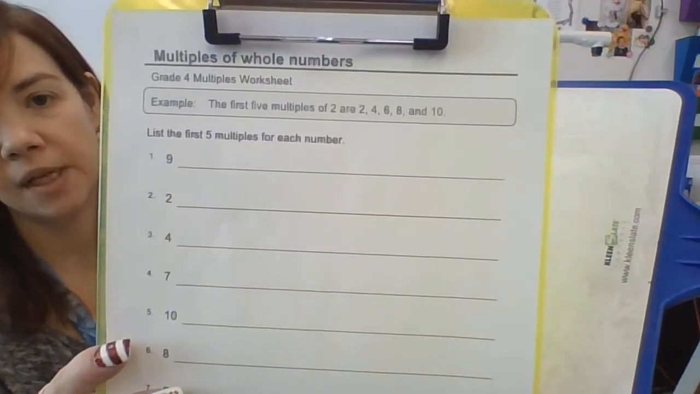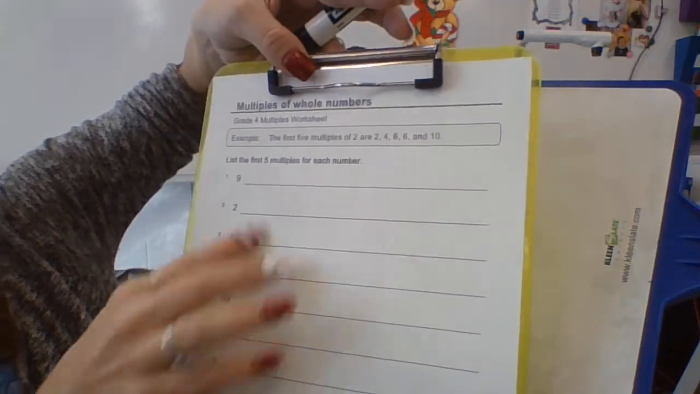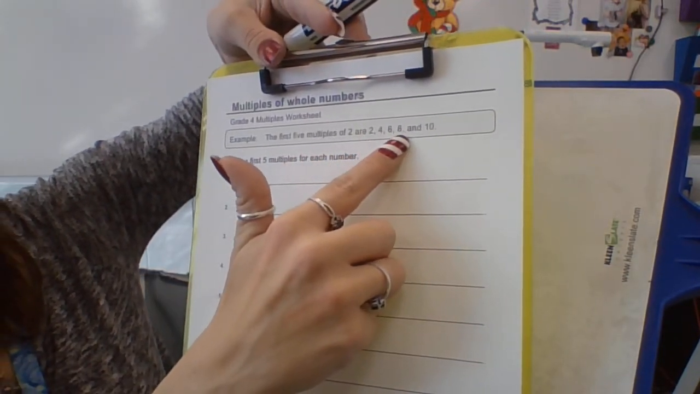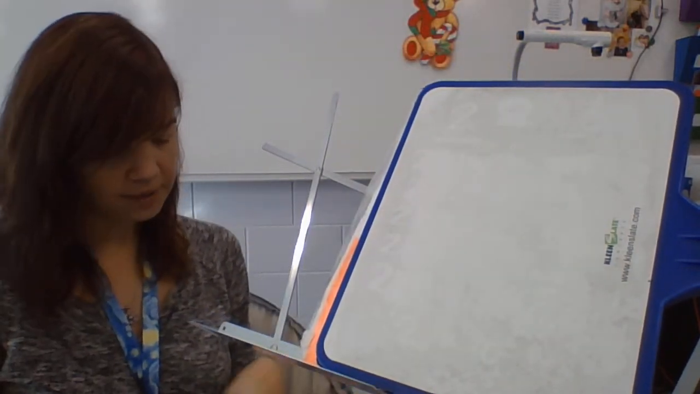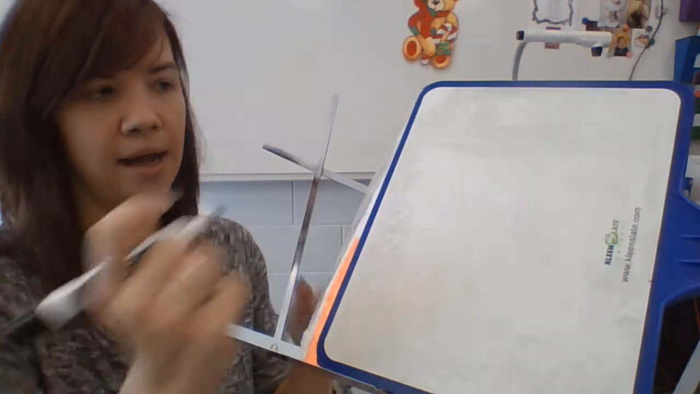All right, so there is a practice page that I have attached that I want you guys to do with me. Here's what it looks like. It says multiples of whole numbers at the top, and it gives us an example. The first 5 multiples of 2 are 2, 4, 6, 8, and 10, which we just did.